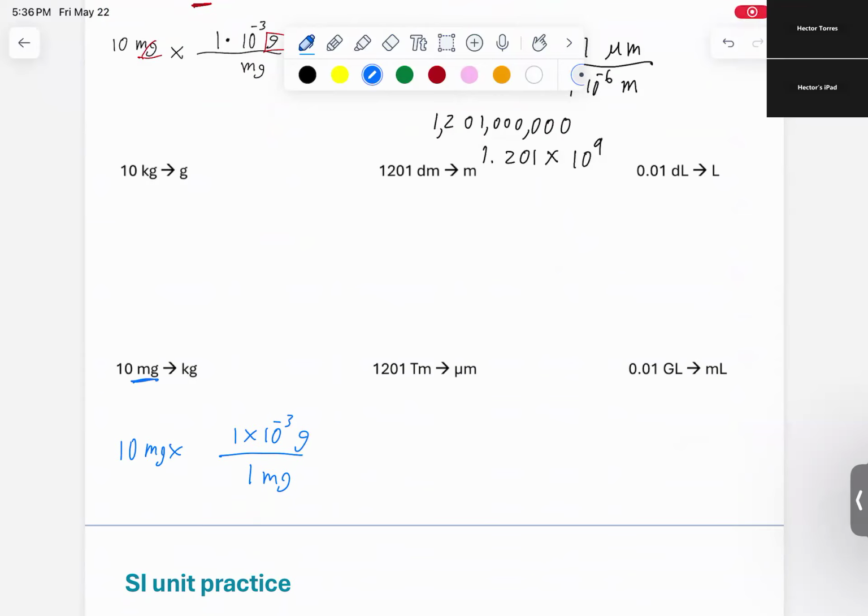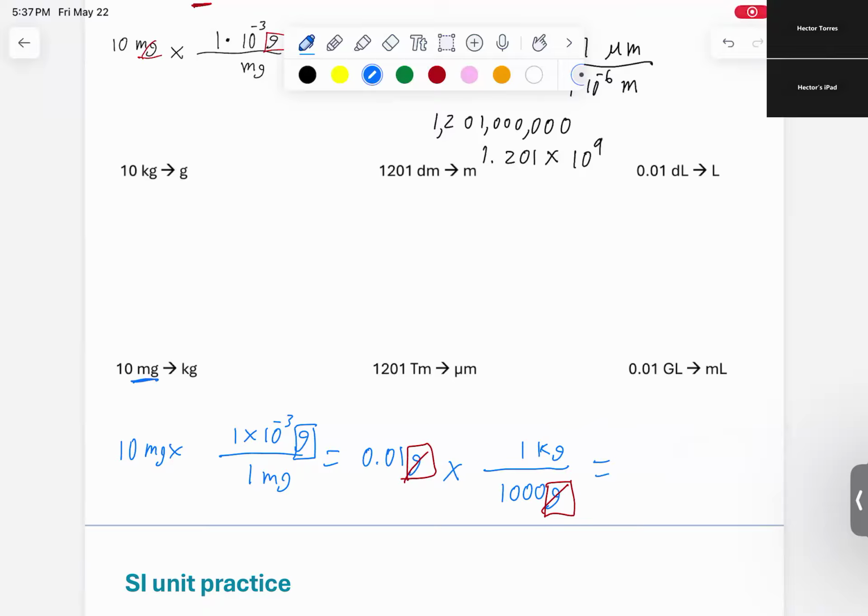Okay. So we're in grams now. So we just put in our answer. So it's going to be 0.01 grams. But now we're not quite done because we still need to get to kilograms. So for kilograms, it's going to be 1,000 grams makes 1 kilogram. Okay, as we can see, I have grams on top, I have grams on bottom. Now they can cancel out. And then we just times it through.